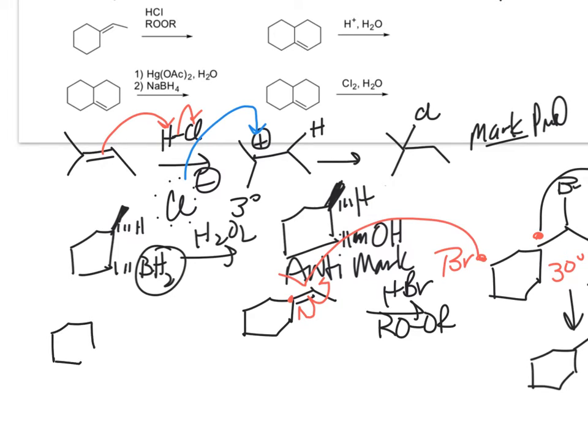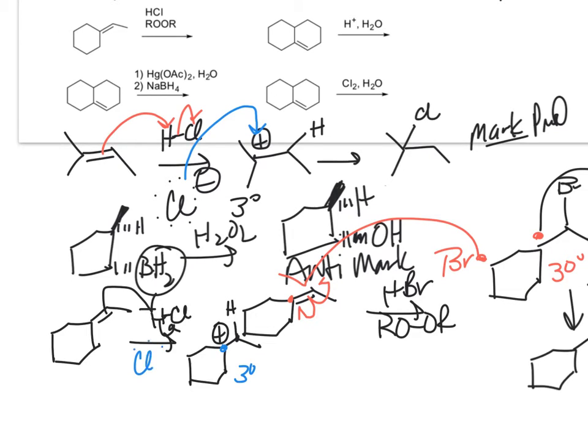So we'll show the intermediate here. HCl, double-headed arrow. And the hydrogen adds to this carbon, so you get your carbocation on the adjacent carbon. This is a tertiary carbocation. And then you have your chloride nucleophile that will add to the carbocation to give the tertiary alkyl halide, which is a Markovnikov addition.